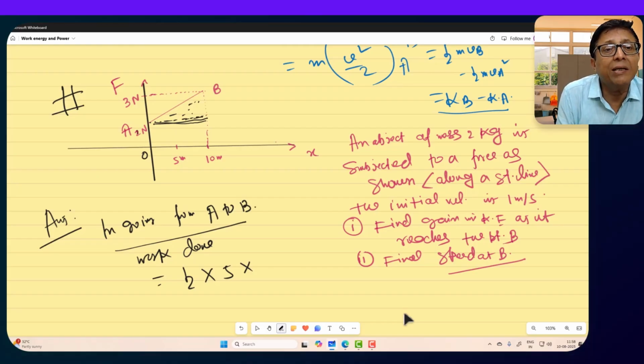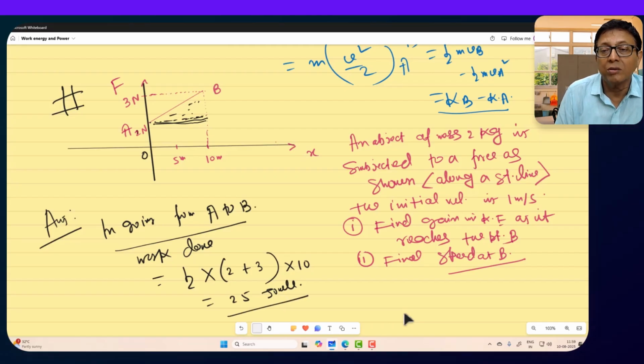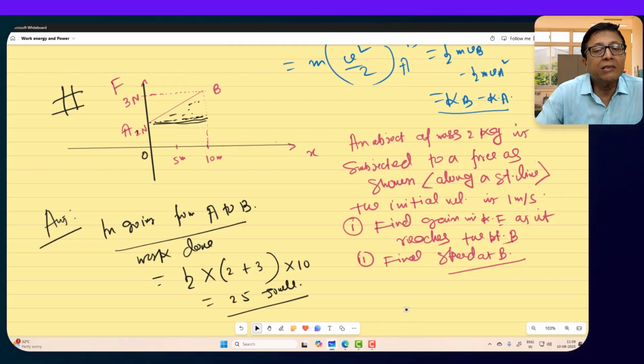In going from A to B, work done will be half into the sum of two parallel sides into the distance between them. So that is going to be half of (2 plus 3), the area of the trapezium. OA is 2 Newton plus 3 Newton, multiplied by the distance between them, 10. This is nothing but 5 into 5, 25 Joule. Gain in kinetic energy you got is 25 Joule.